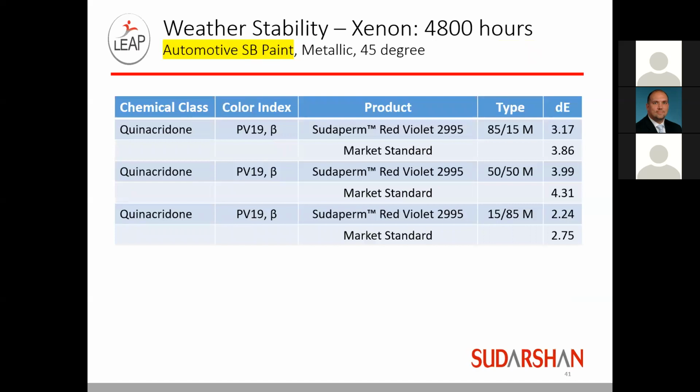And then on the coating side, here is an example for the beta crystal violet 19 in a metallic type of formulation because of its transparency. This is a typical application for that type of system. And so here we're showing some 3 different levels of metallic in the formulation.